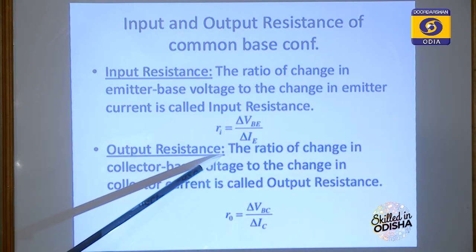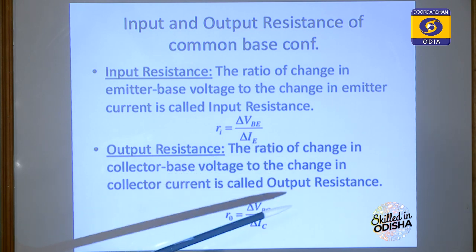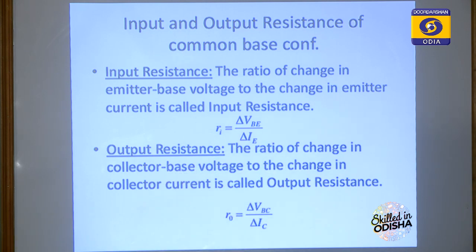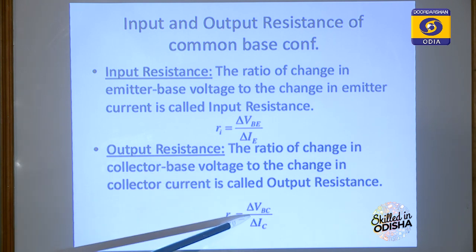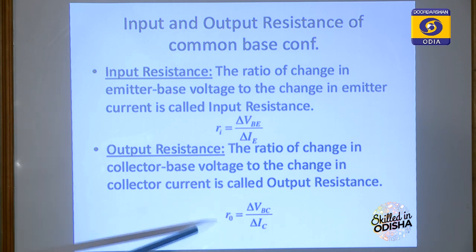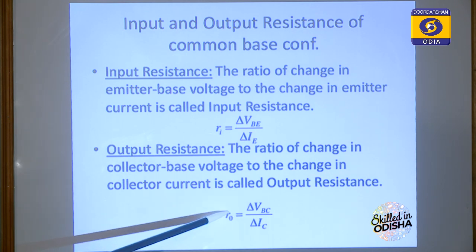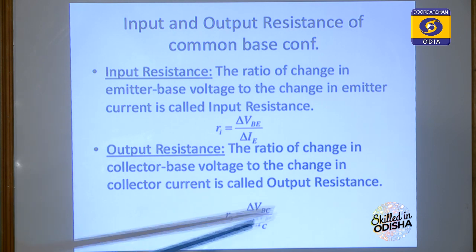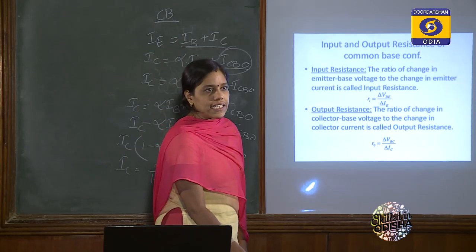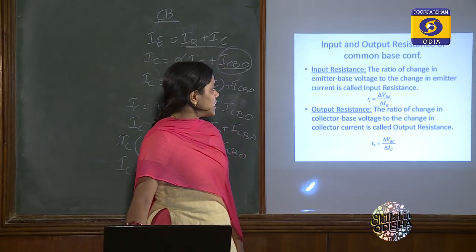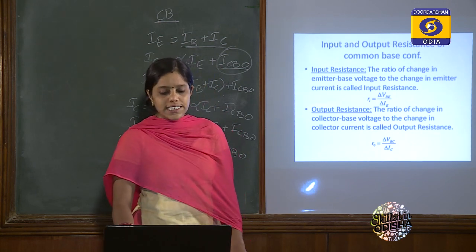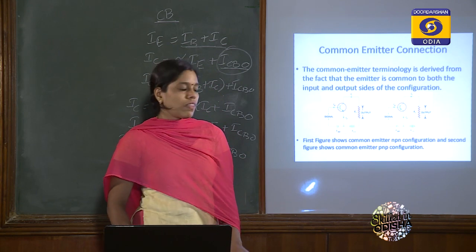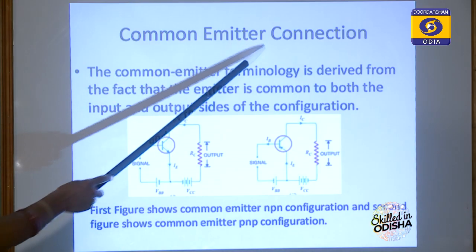Output resistance is the ratio of the output voltage divided by output current. For common base configurations, output voltage is equal to VBC and output current is equal to IC. So R0 is the output resistance, R0 is equal to delta VBC divided by delta IC. And output resistance is large as compared to input resistance because the output junction is reverse biased. Then next one is the common emitter configurations.